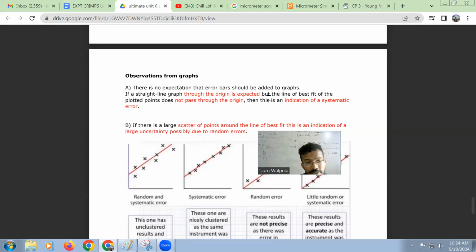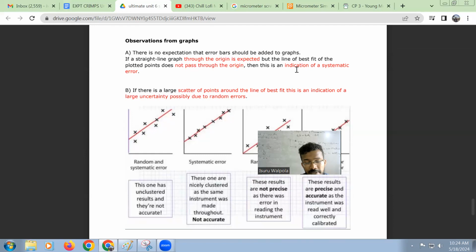Yeah, it's not great. But systematic error is an error that affects all readings equally. Example, zero error. Then a random error is an error that affects each reading in a random way. Sometimes it's too big, sometimes it's too small.